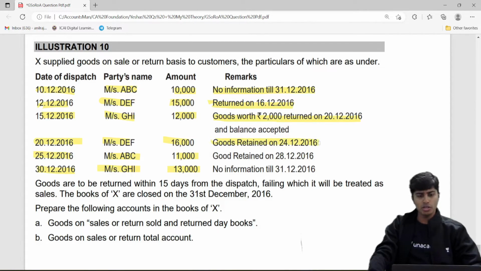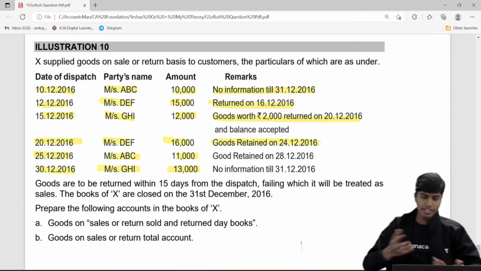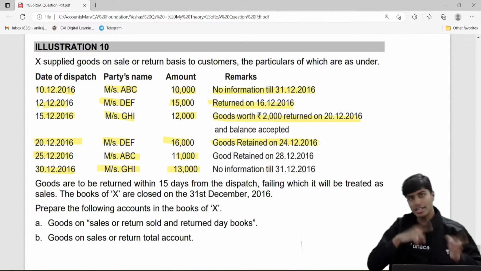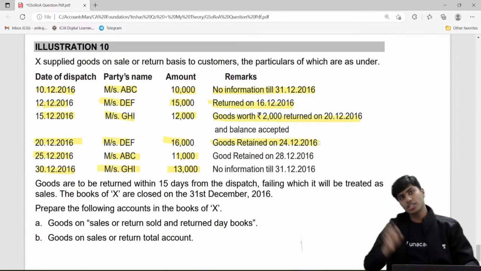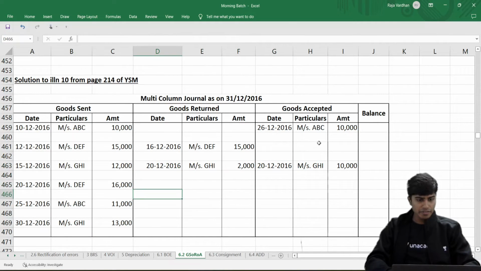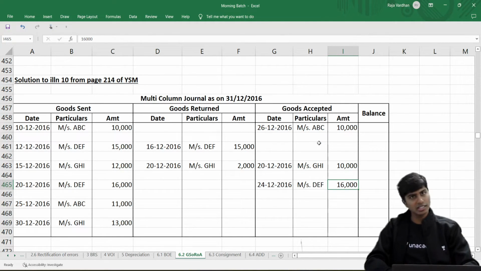Let us see DEF on 20th of December. Goods retained on 24th of December. So retained in the sense accepted. So 20th we sent and 24th is given consent. So let us say everything is accepted. 16,000 is also accepted. Nothing is written, nothing is left as balance.